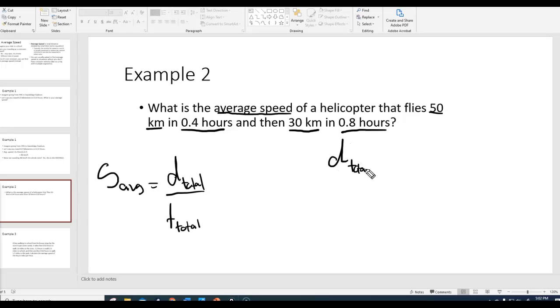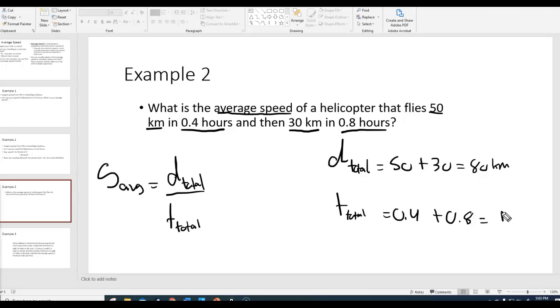So for d total, I'm going to add up all the distances. I'm going to do 50 plus 30, which is 80 kilometers. And then for t total, I'm going to add up my two times. That's going to be 0.4 plus 0.8, which is 1.2 hours. And then with average speed, all I have to do is divide the total distance by the total time. So that's going to be 80 divided by 1.2.